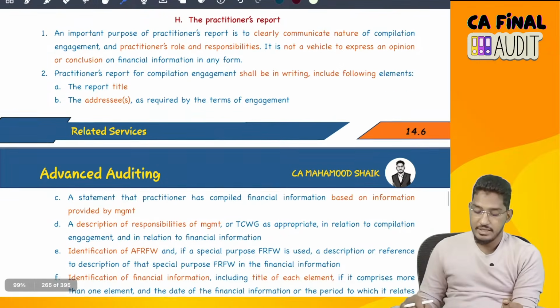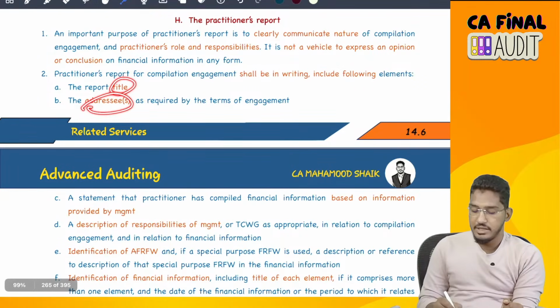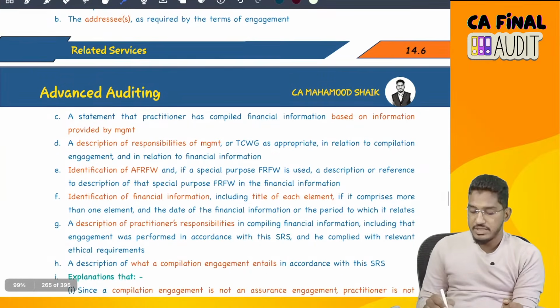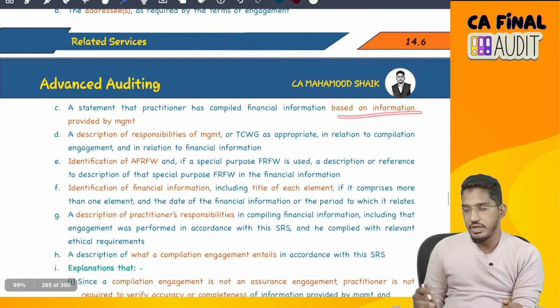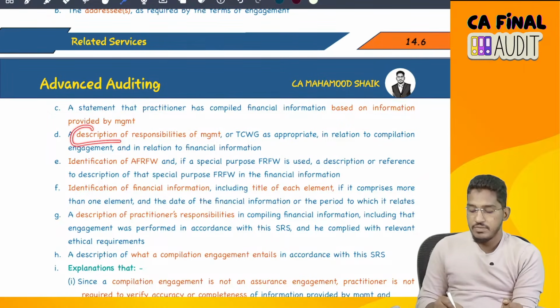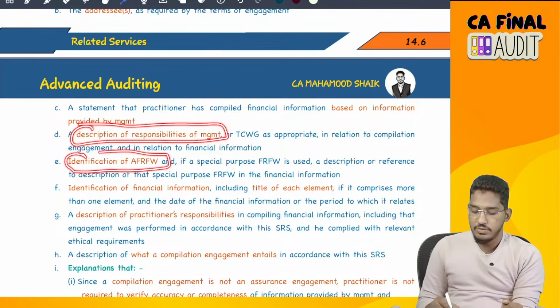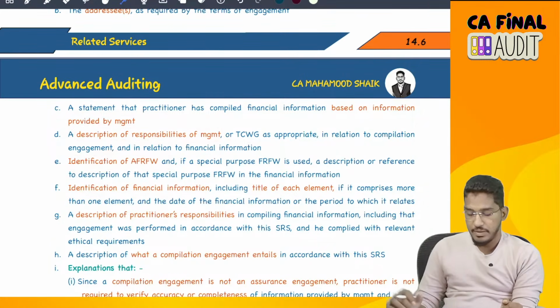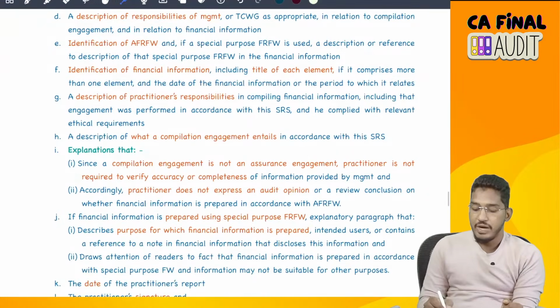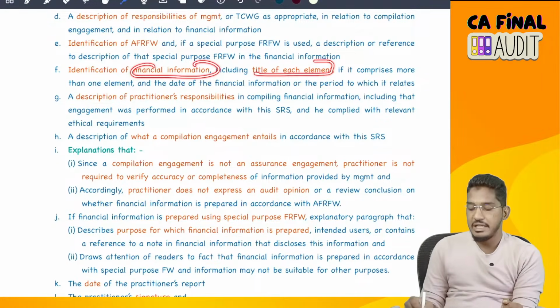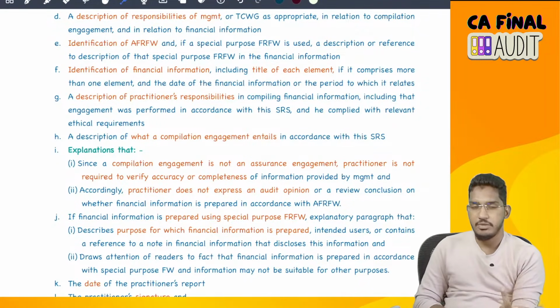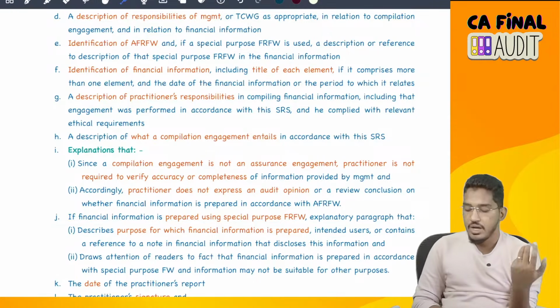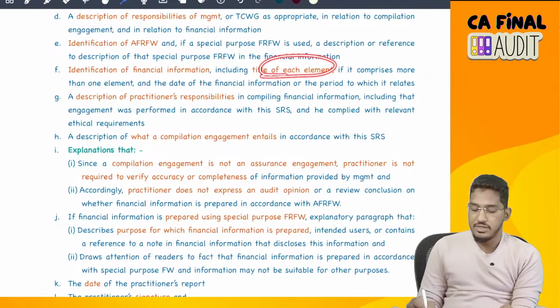Just some formal things: you will mention a title, you will give the addressee, you will say that you have compiled the information depending on information provided by the management. You will explain the responsibilities of the management. You will also identify the applicable financial reporting framework according to which you performed the compilation engagement. You identify the financial information including the title of each element, like what is included in the financial statements: balance sheet, P&L, statement of cash flow, statement of changes in equity.